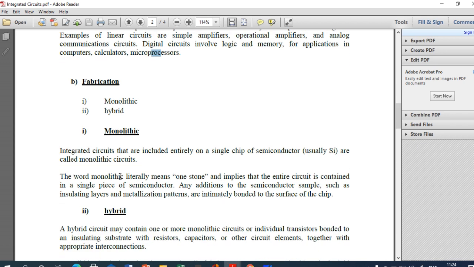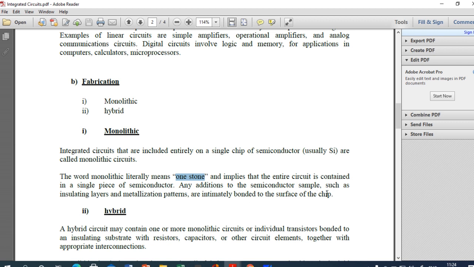Here the word monolithic means one store. One store is nothing but one integrated circuit or one chip. It implies that the entire circuit is contained in a single piece of semiconductor. Whatever circuit you have built should be within one single piece of semiconductor, and it should not include any other components outside that semiconductor. So we call it monolithic.